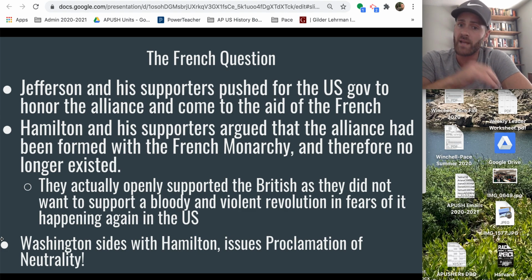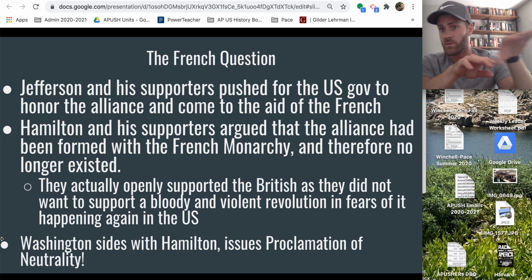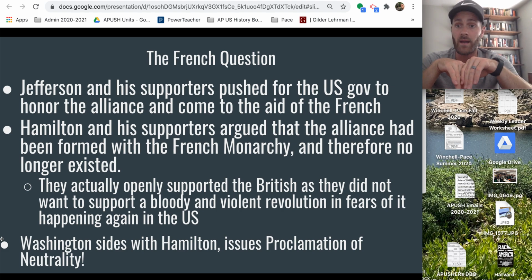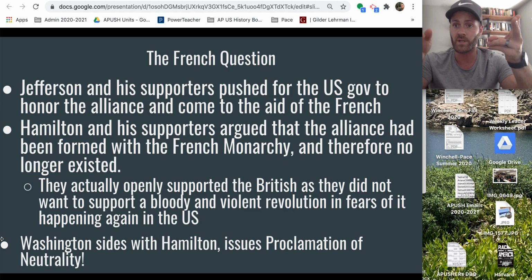Washington's going to actually side with Hamilton and issue a very important proclamation of neutrality, which means, look, France, we like you. You're cool. England, we like you. You're cool. We're not taking a side. We're going to just stay here in the United States and kick it and be neutral and hopefully trade with you both because, you know, our economy is kind of in shambles.